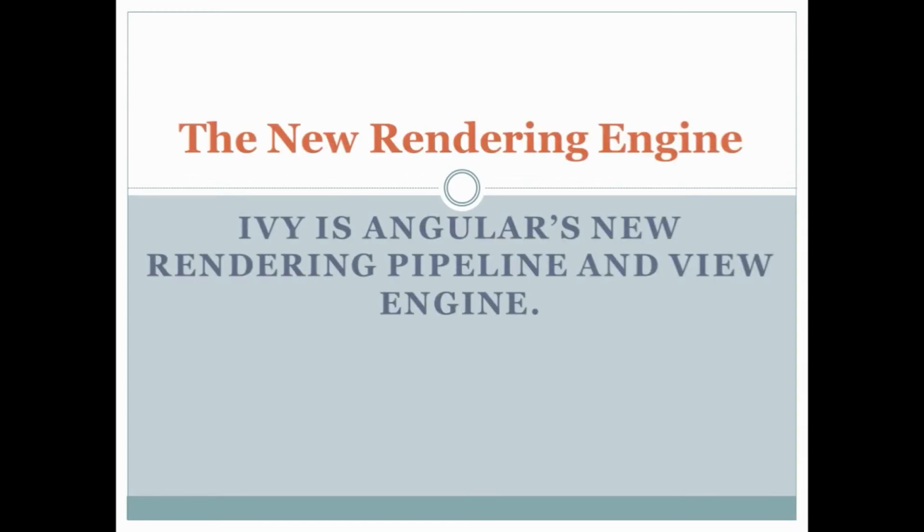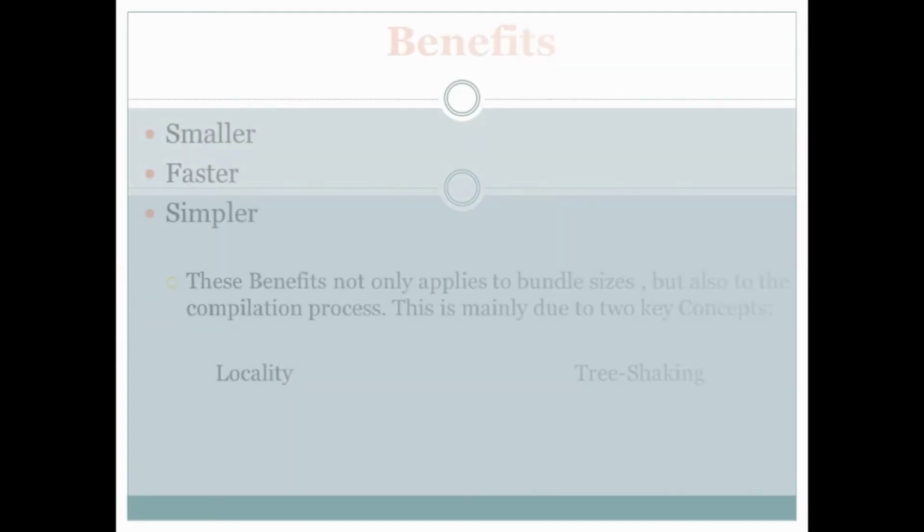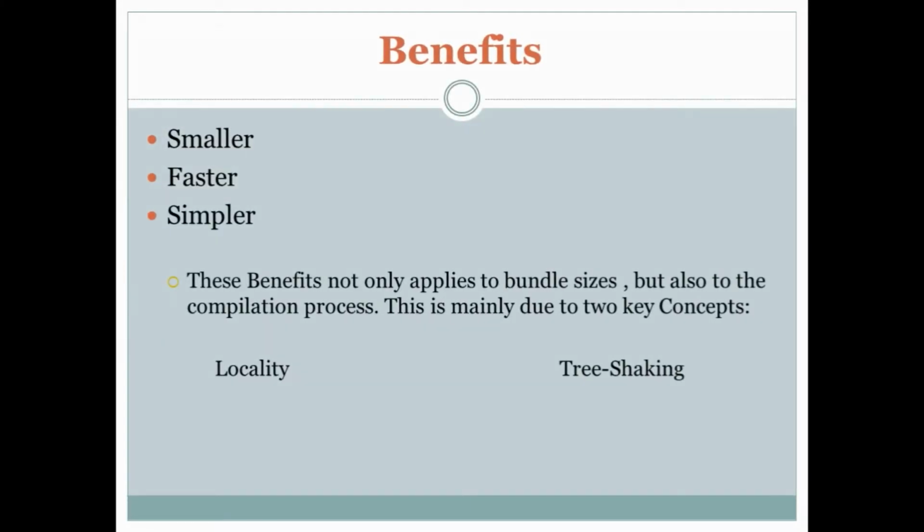First, there was the original compiler, which was not referred to as View Engine. Then, for version 4, the team introduced the View Engine, referred to as Renderer 2. Ivy is the next increment that is smaller, faster, and simpler. That does not apply only to the bundle sizes but also to the compilation process. This is mainly due to two key concepts, locality and tree shaking. So let's take a closer look at these two concepts.